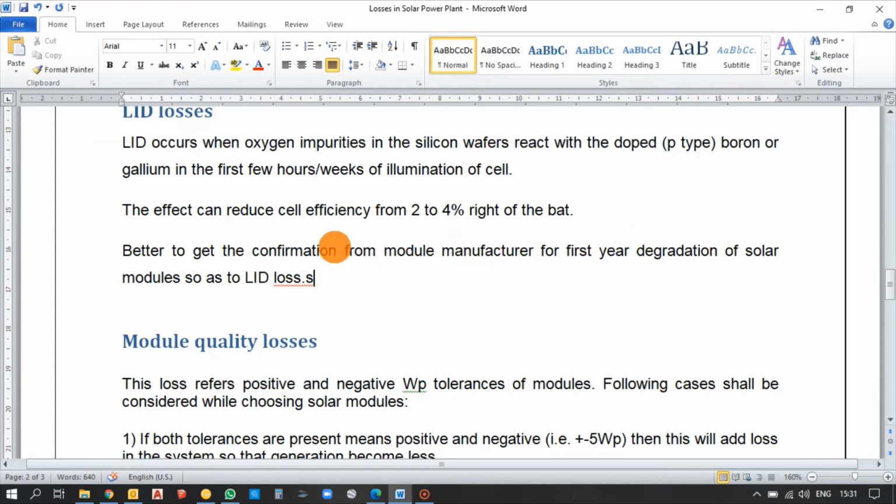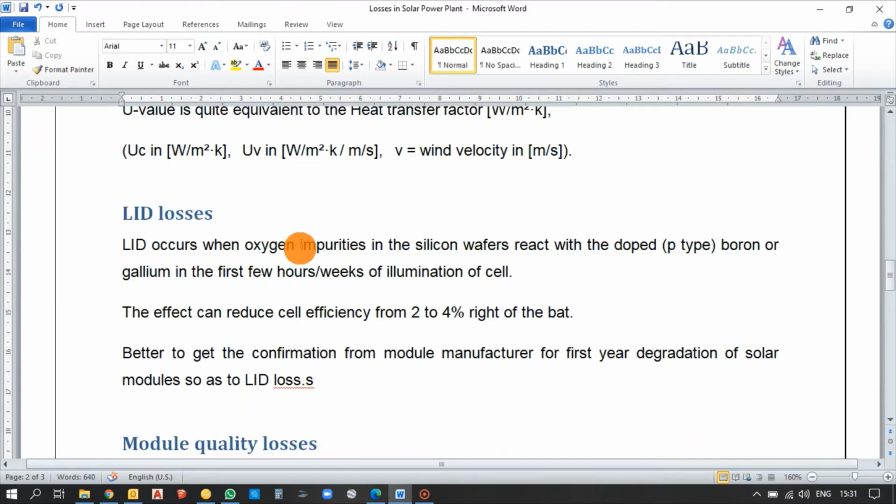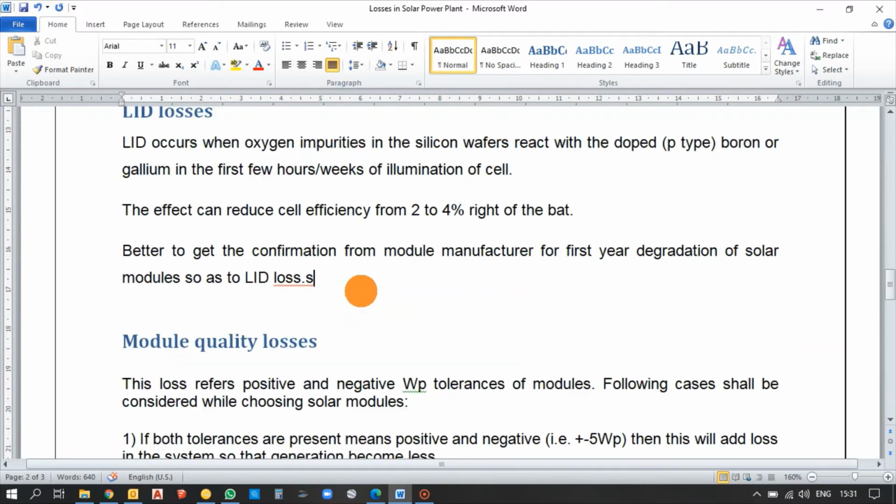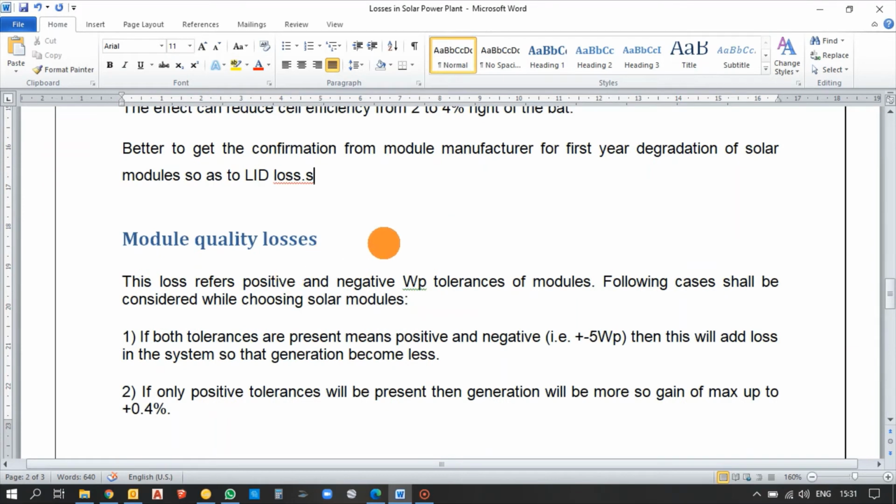From the second year it will gradually depend upon the module, at 0.06 to 0.07%. The first year losses will be more in all modules. And next is the module quality losses.